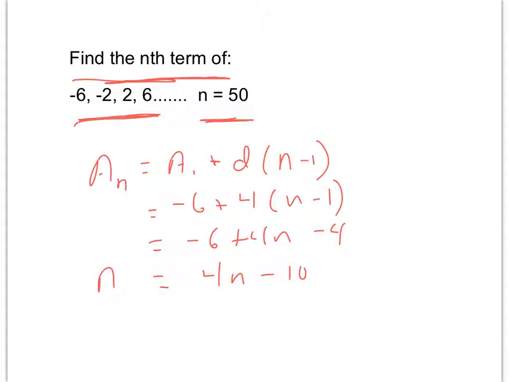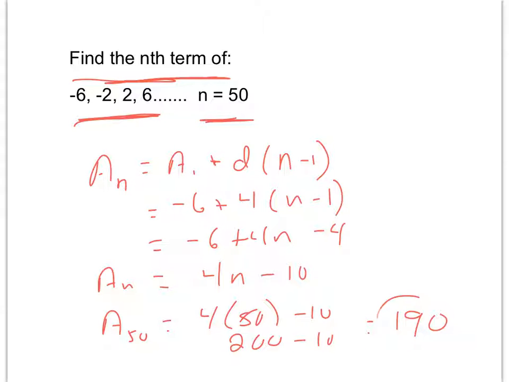That's a sub n. So now to find a sub 50, we're going to replace n with 50. So that's 4 times 50 minus 10. 4 times 50 is 200. 200 minus 10 equals 190. Our 50th term is going to be 190.